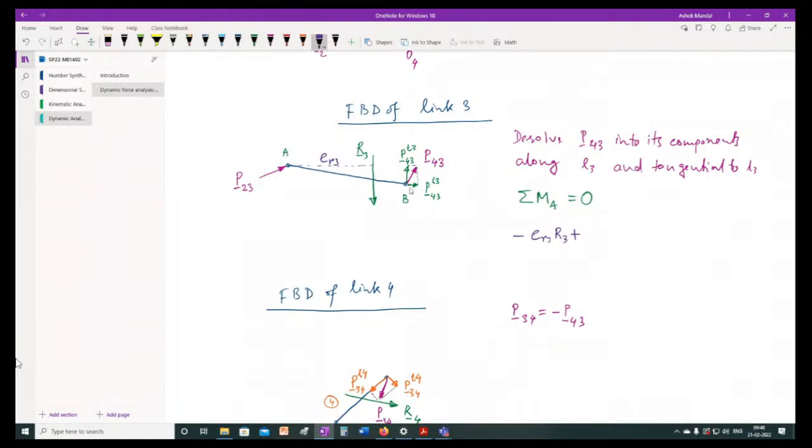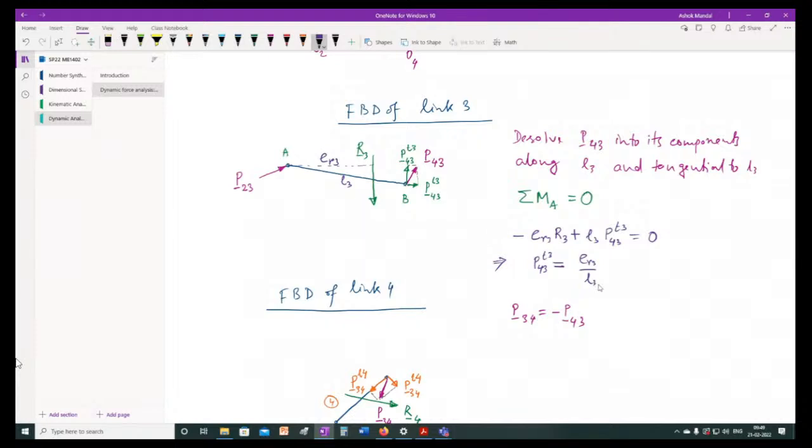So then class, we have to take moment of these two components. The longitudinal component, the distance is 0. The tangential component, the distance is the link length. Suppose the link length is L3. That component of force creates a moment in the anti-clockwise direction. So L3 multiplied with P43, the tangential component, must equal 0 because there is no other force acting on it.